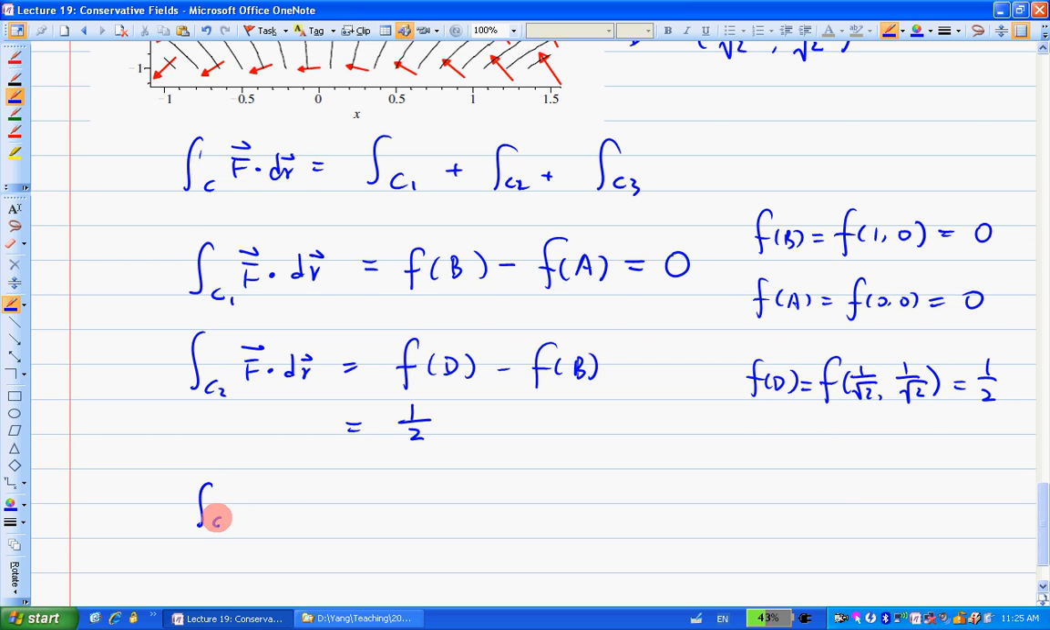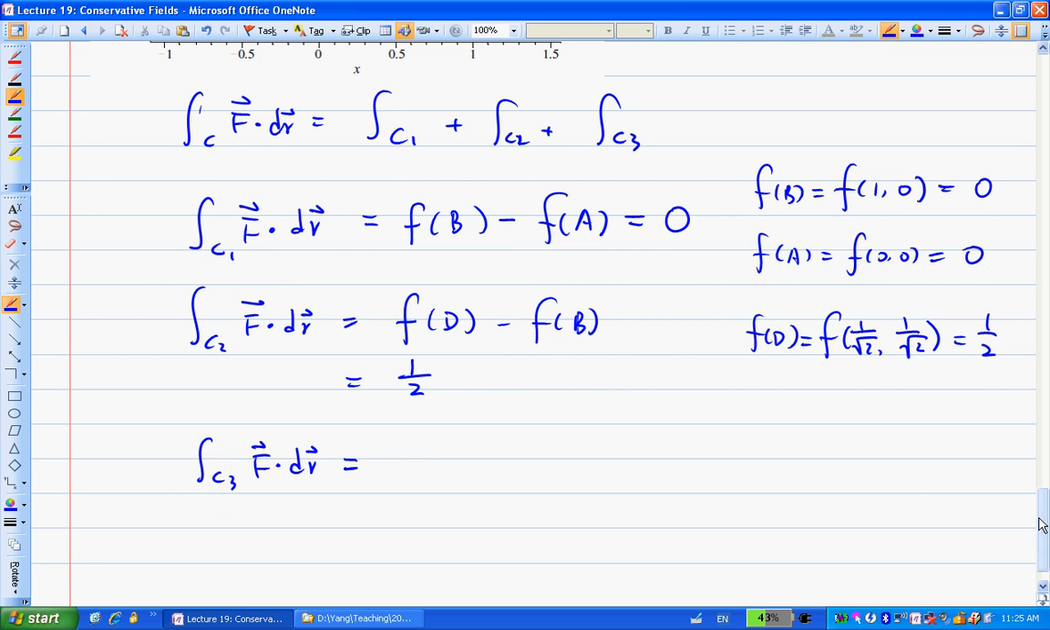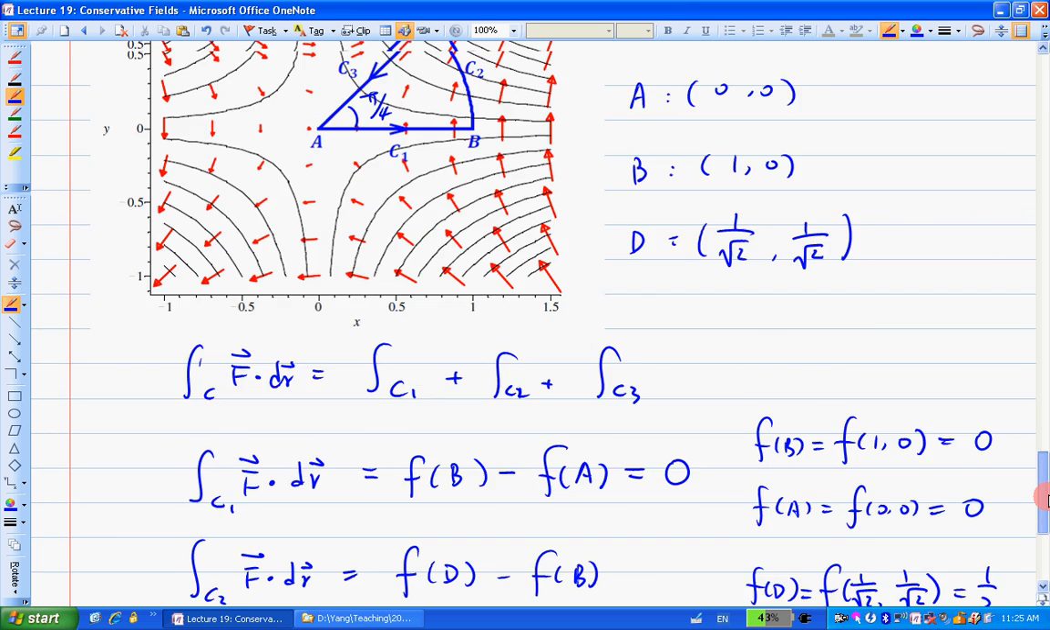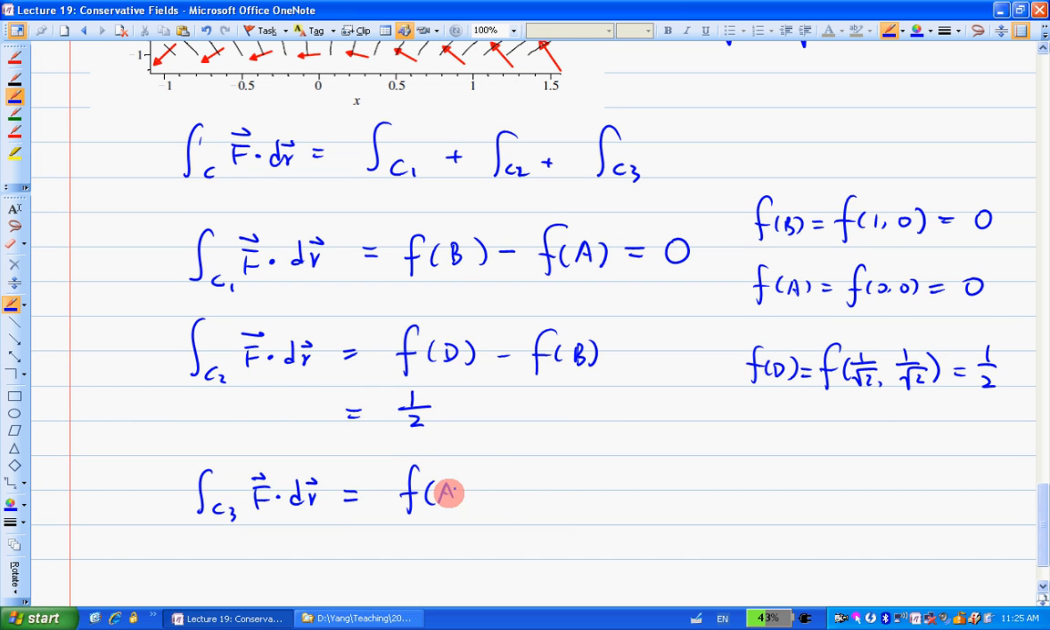The last segment is from D to A. Your A is the end point, and your D is the starting point. A is already 0, and D is this, so negative 1 over 2. Now you have all three segments, so add these together, and they equal 0, right?